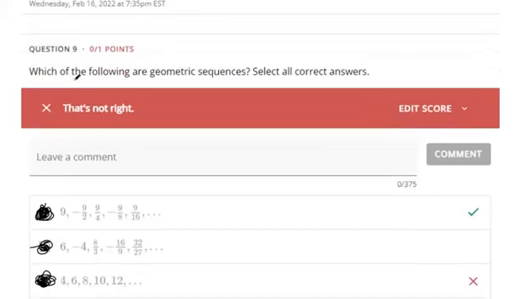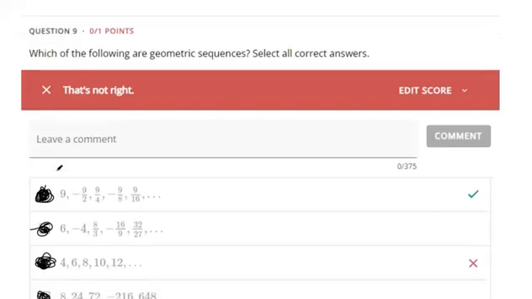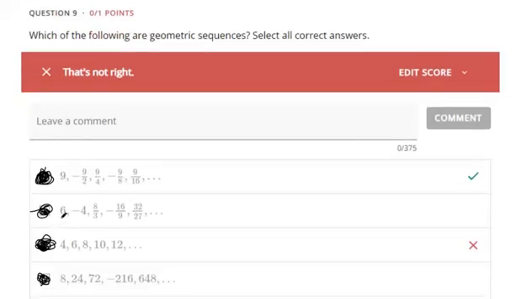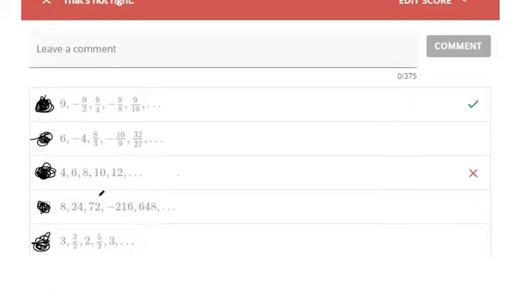So they're geometric sequences if they're multiplying or dividing by the same number every step of your sequence. Okay, so like this one, I'm thinking maybe this is multiplying by -1/2 each time. That might be geometric. This one, I can't tell. Sometimes you just can't tell right off the bat, and that's okay.